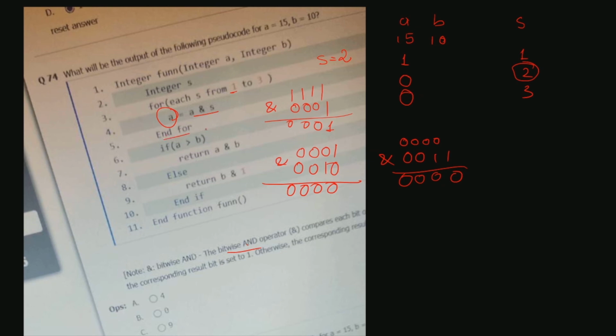Now we'll end the for loop and run the sixth statement, that is if a is greater than b. See, 0 is greater than 10, which is completely wrong, so this statement will not run. Like this the if statement will not run, and we'll run the else statement. So in this we are returning b and a. So what is b? B is 10. The binary form of 10 is 1010 and 0001. So again the answer will be 0 in this part also. So our correct answer will be B, that is 0.